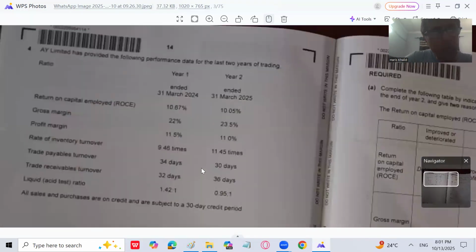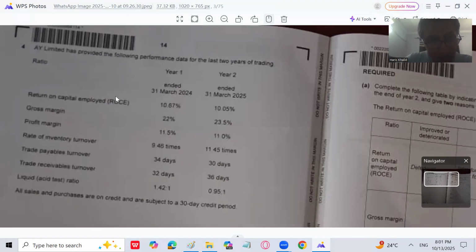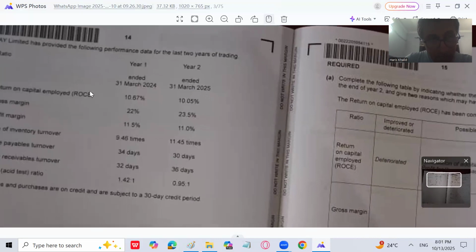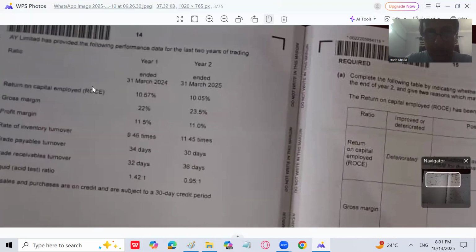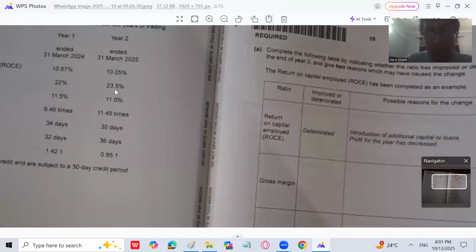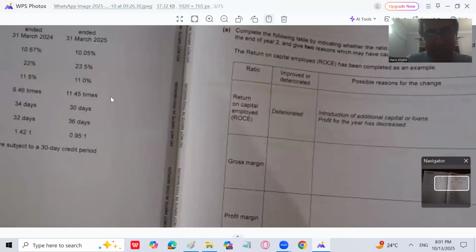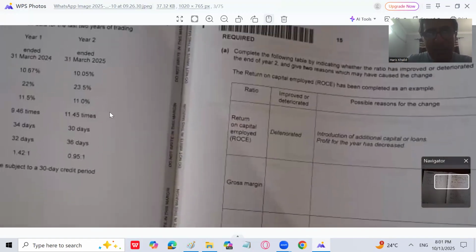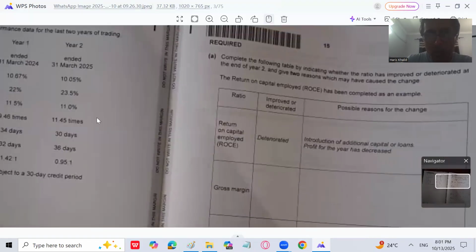AY Limited has provided the following performance data for the last 2 years. Return on capital employed, gross margin, profit margin, 24 and 25 for both years. The ratios are given. Trade payable, trade receivable, all ratios are given, and all sales and purchases are on credit and subject to a 30-day credit period. So the question is not supposed to be solved numerically. It is a theoretical part. Complete the following table indicating whether the ratio has improved or deteriorated at the end of year 2 and give 2 reasons which may have caused the change.